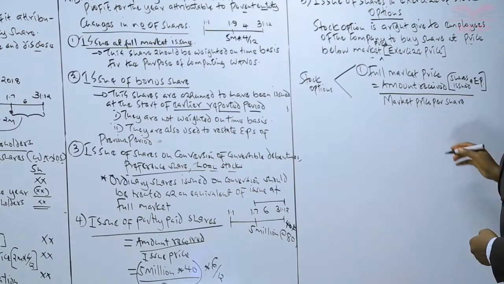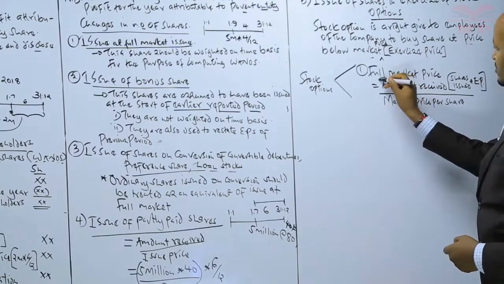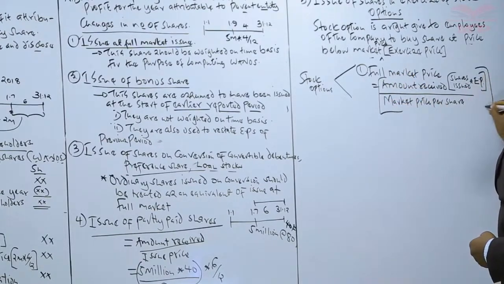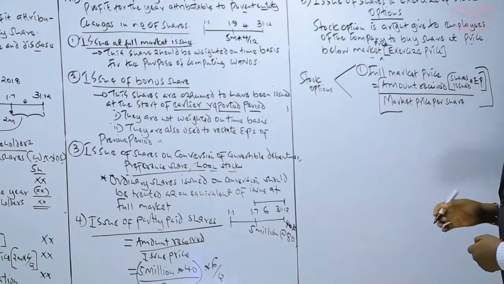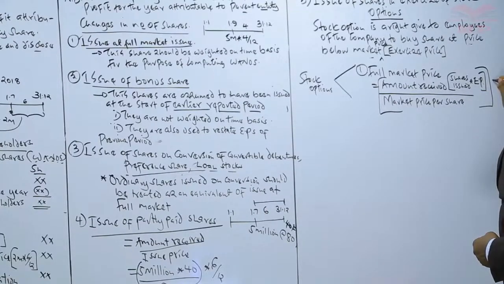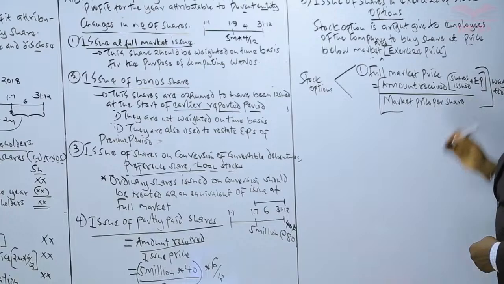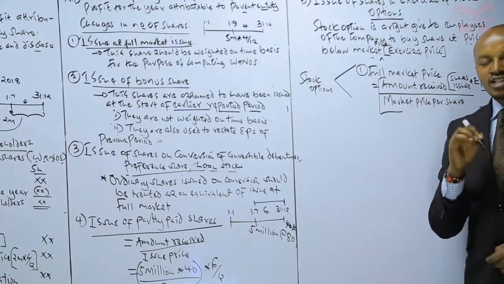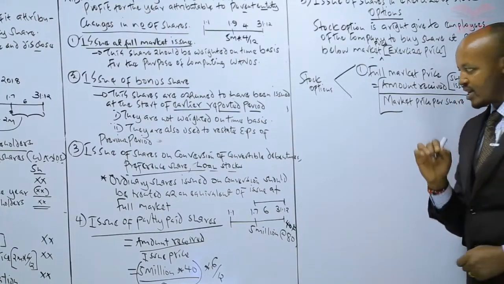Once we compute these particular shares deemed to be issued at full market price, for the purpose of computing a weighted average number of shares, these shares should be weighted on time basis, because these are shares deemed to be issued at full market price.